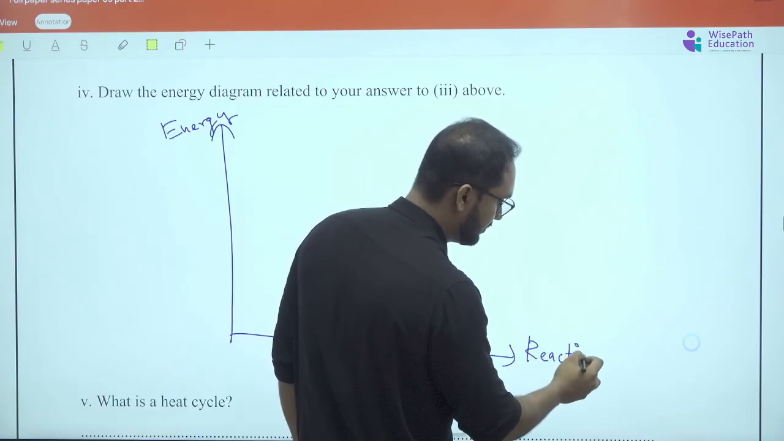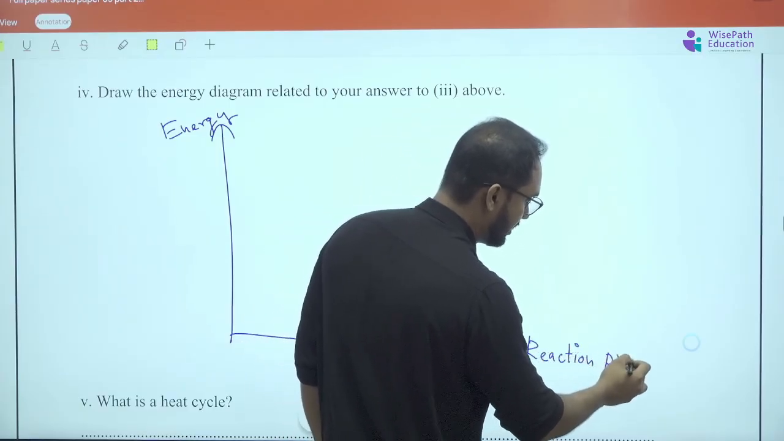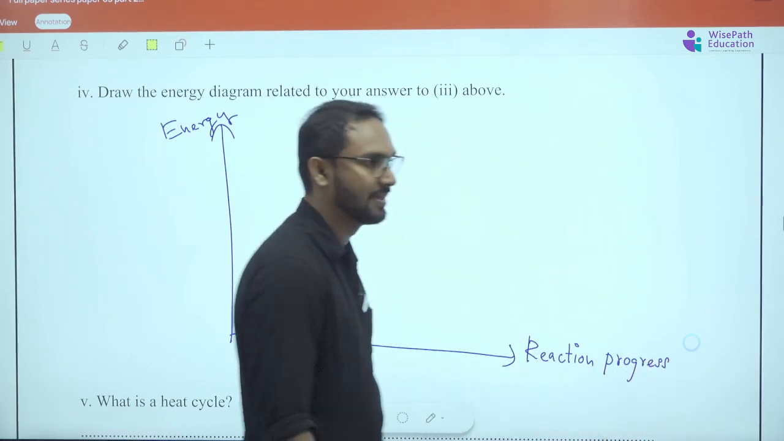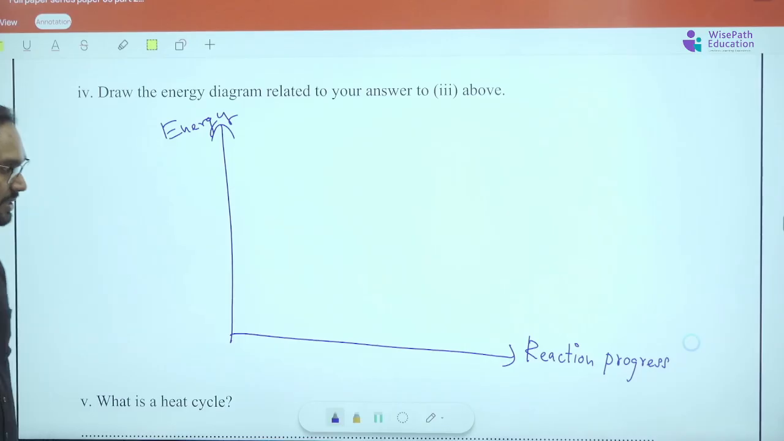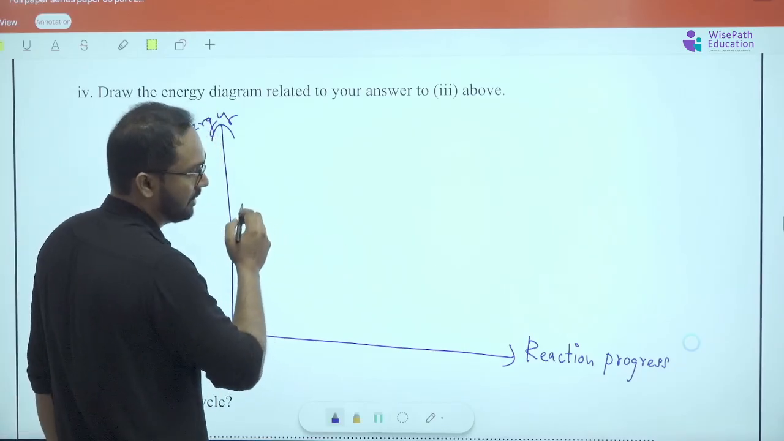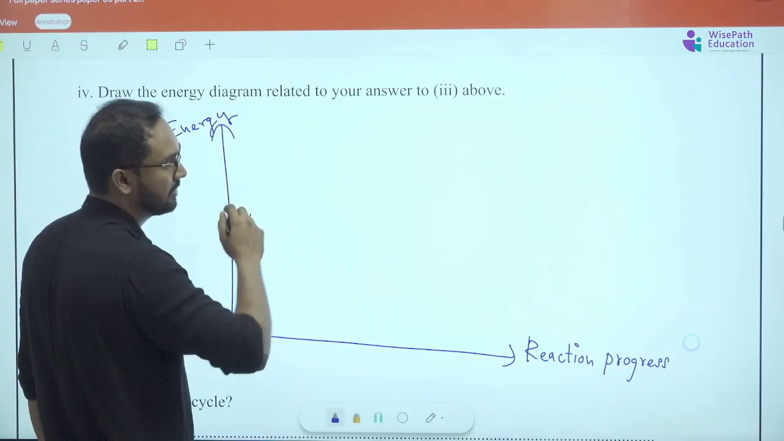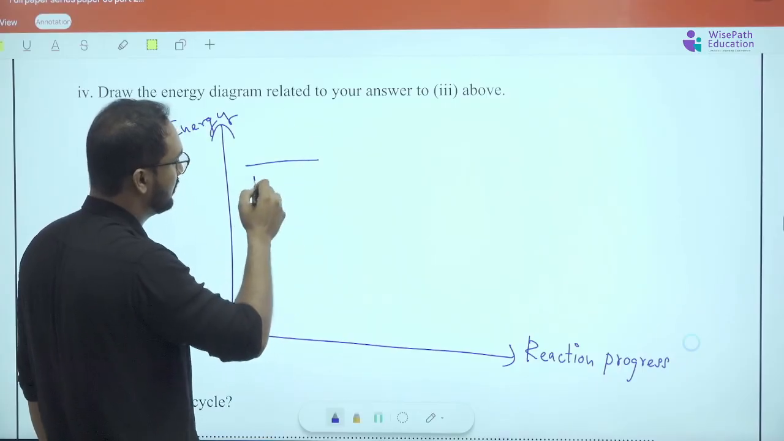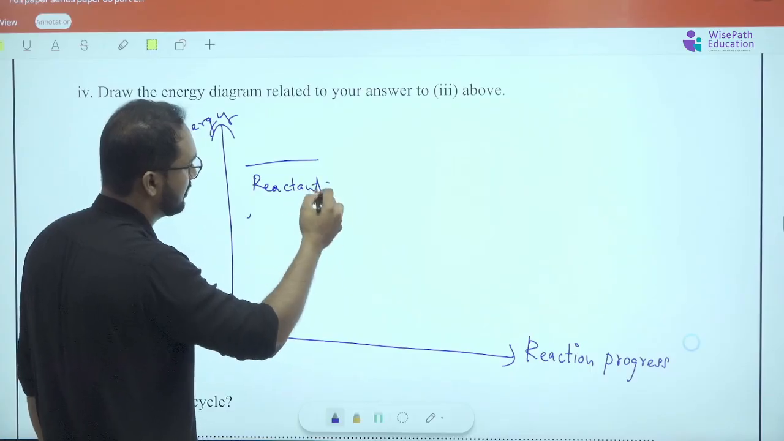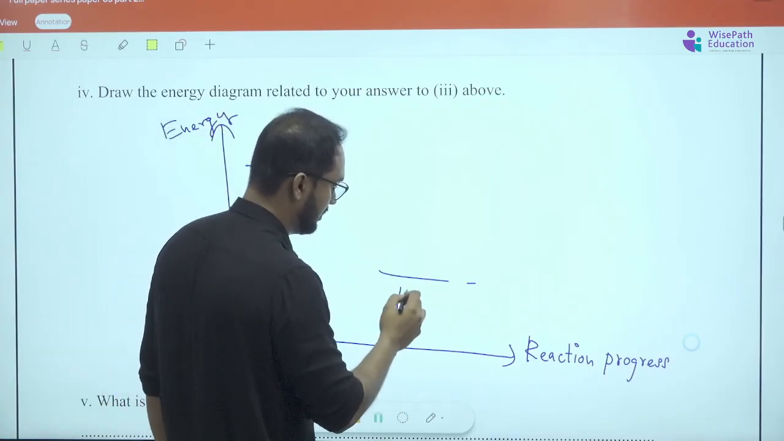Reaction progress. Yes? Reaction progress. So it's an exothermic reaction, so the reactants have more energy, the products have less, right? Products.